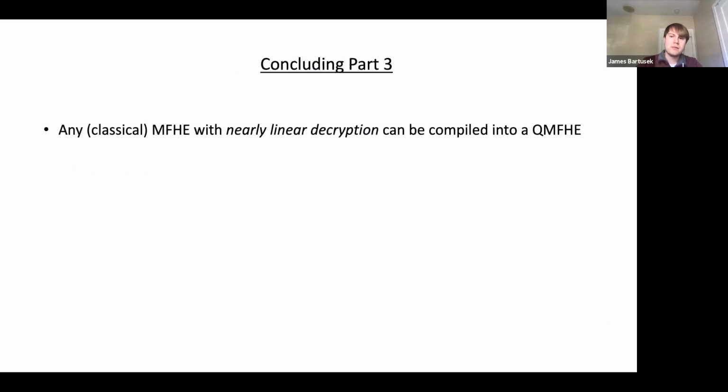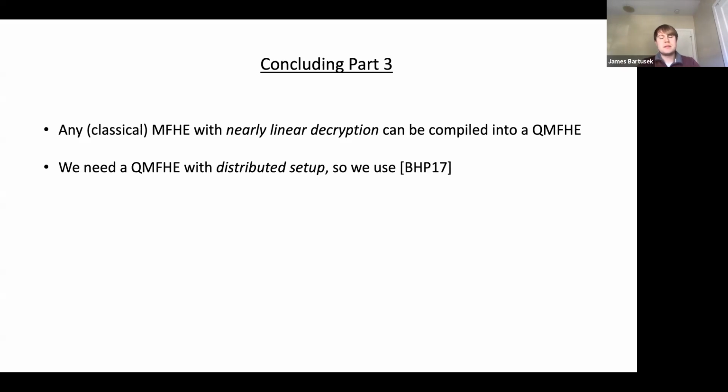The final result of this section is that if you have any classical multi-key FHE scheme that supports nearly linear decryption, you can compile it into a quantum multi-key FHE scheme. Something I didn't mention is that most classical multi-key FHE schemes in the literature require a CRS, and we don't have access to that in our setting. So instead we use the BHP FHE scheme that supports distributed setup. It has nearly linear decryption, so it can just be plugged into our compiler.